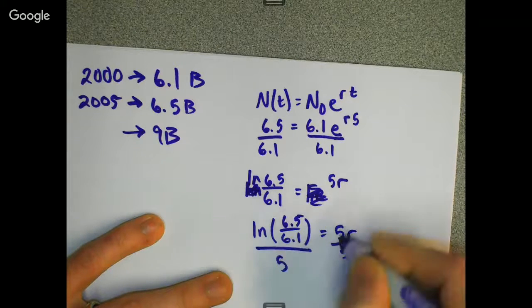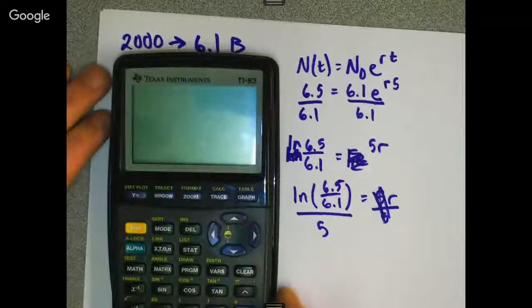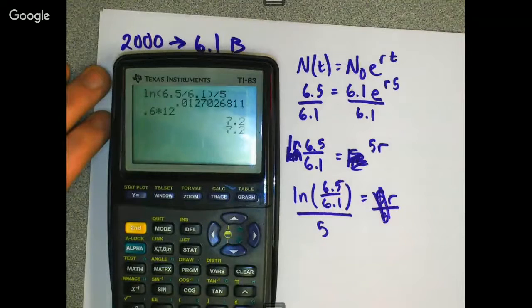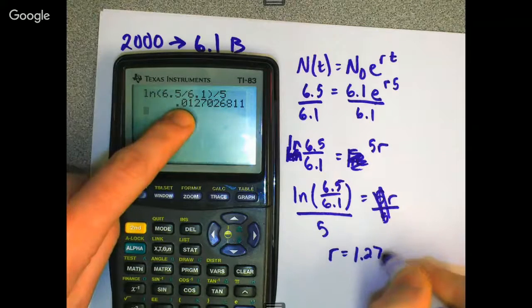Now the cool thing is I can put this whole thing into the calculator. So we can say ln 6.5 divided by 6.1, divided by 5. And you'll get your rate. I want to change this to a percent, 1.27%.